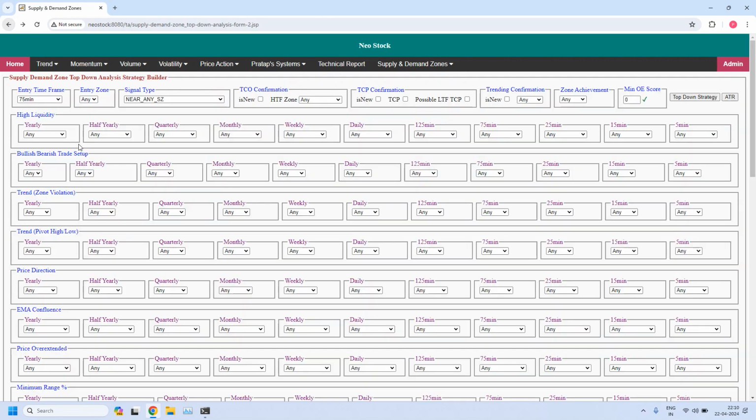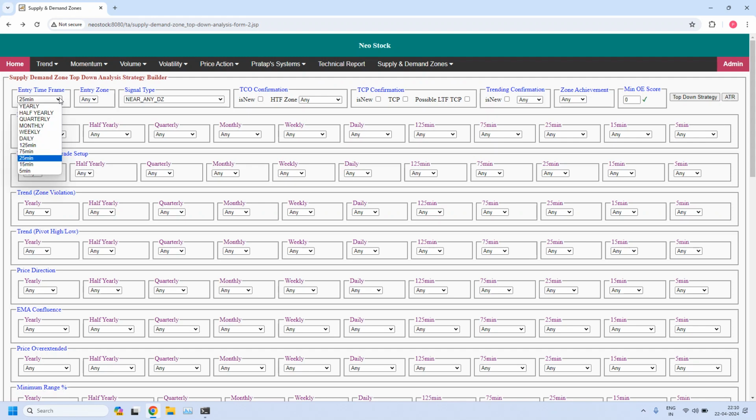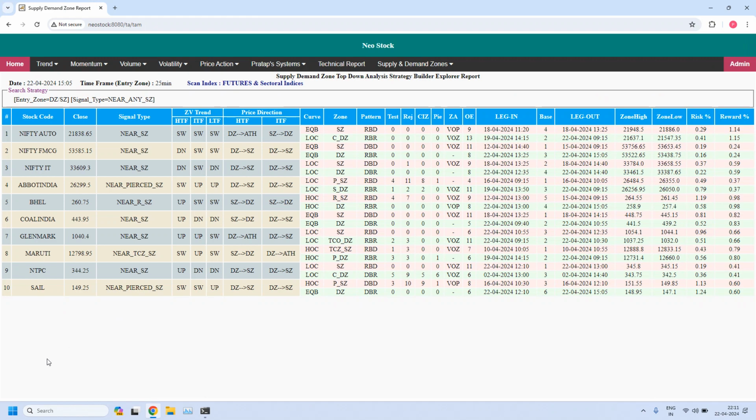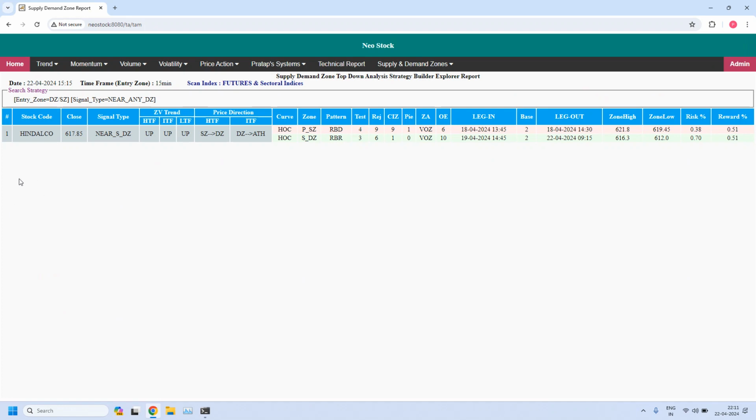Okay, let's go back. Changing the time frame to 25 minutes and let me find the stocks near 25 minutes demand zone. So 5 stocks are filtered. So let me go back. For 25 minutes time frame, let us find the stocks near 25 minutes supply zone. These 10 stocks are filtered near to the 25 minutes supply zone. So I'm going back. Changing the time frame to 15 minutes. Let us find the stocks near 15 minutes demand zone. So 1 stock is filtered.